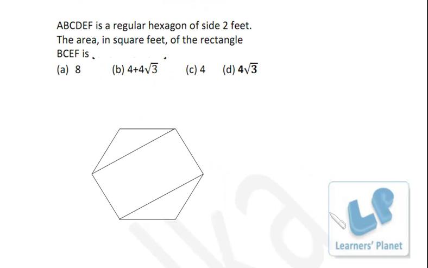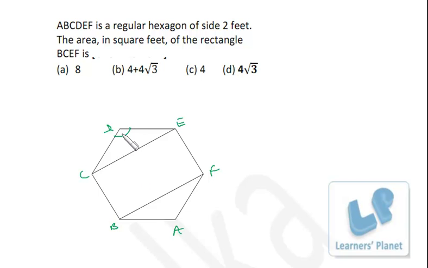Now we have this problem. ABCDEF is a regular hexagon of side 2 feet. Then the area of rectangle BCEF. A, B, C, D, E, F. We have to find out the area of this rectangle. Now you have two ways.